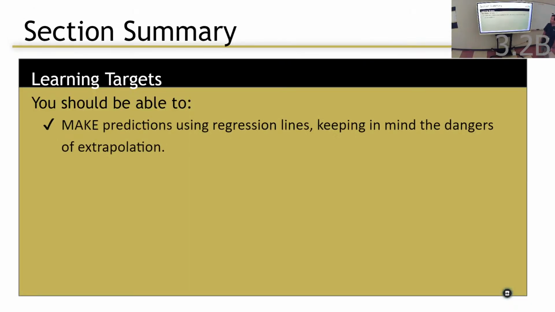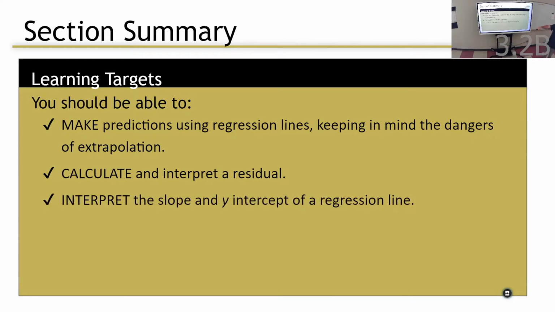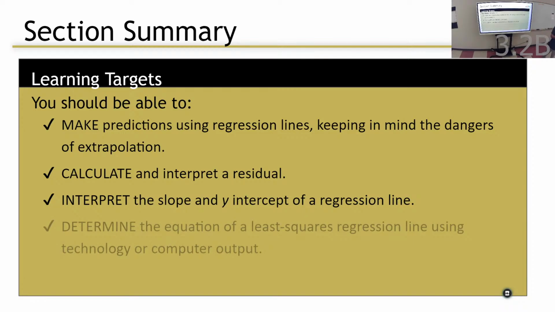I hope, guys, you can make predictions using regression lines. Of course, you already did that on the first part of the homework. I hope you can calculate and interpret what a residual is. I hope that you can interpret the slope and the y-intercept. There's a lot of interpretations, right? Interpret R squared, slope, y-intercept, S. There's a whole lot of interpretations in this chapter, okay?